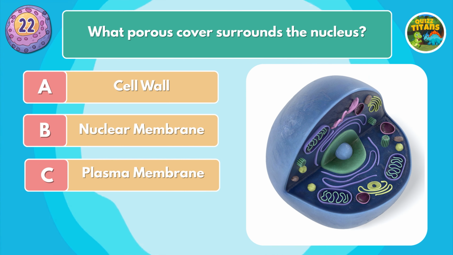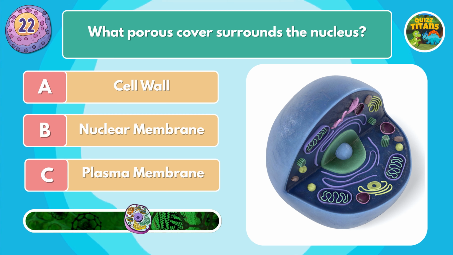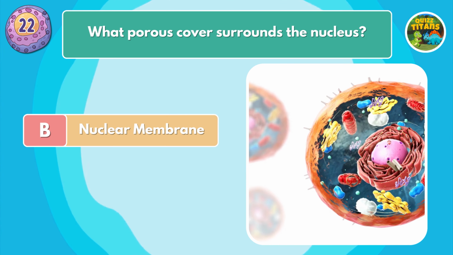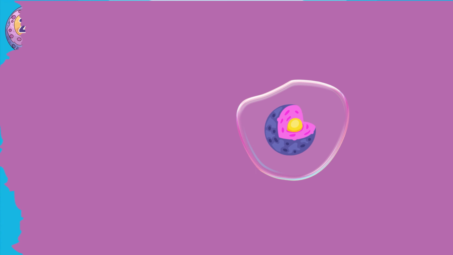Inside every cell, the nucleus has its own security cover. Can you name the porous cover that surrounds the nucleus? It's the nuclear membrane. It protects the nucleus, guarding the DNA.